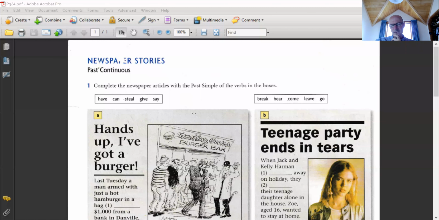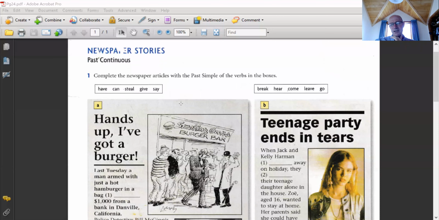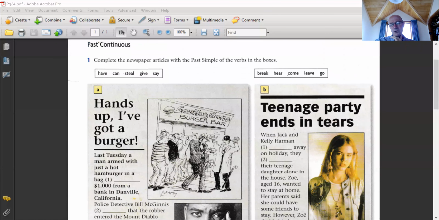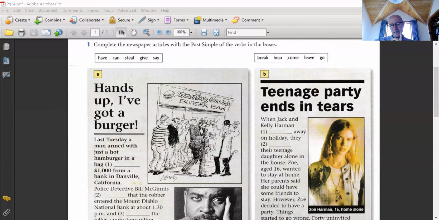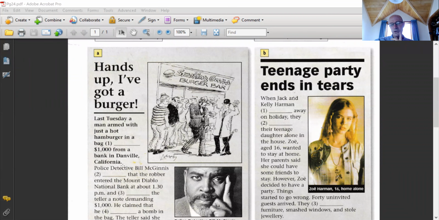The next part to look at was page 24. So I gave you this in class today. For those who weren't here, I'll send it to you on WhatsApp. So the first thing we're going to do is you're going to need to read these two stories. Hands up, I've got a burger. And the other story, teenage party ends in tears. So read the stories. If there's any new words, look them up in your dictionary. And you'll see in the story, oh, there's some words missing.